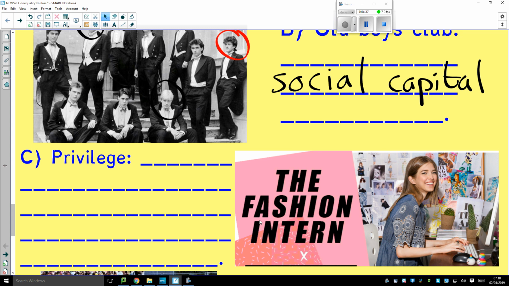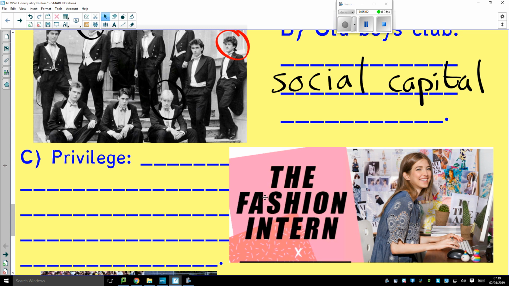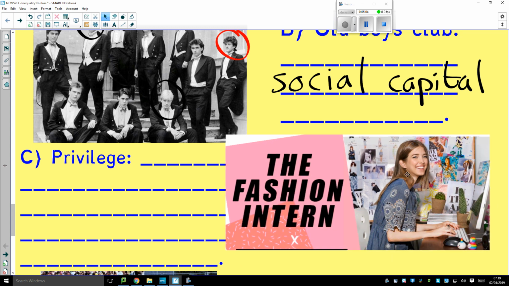Privilege. Privilege is an unearned advantage. In lots of jobs these days, you need to become an intern, which essentially means working for free. So this girl here works in a fashion company. She has to work there for free for about a year. She can do that in London because her parents are rich and can pay for her rent and so on. That's what we call privilege. If you're working class, you can't take this job because you can't afford it. You can't work for nothing for a year.